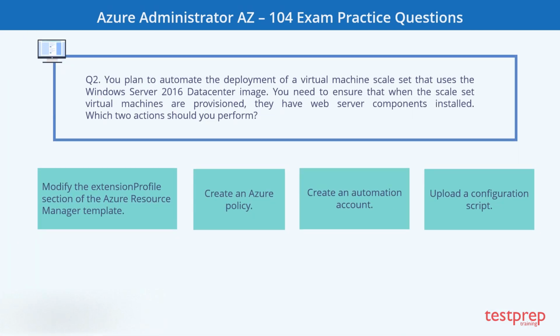Question 2. You plan to automate the deployment of a virtual machine scale set that uses the Windows Server 2016 Datacenter image. You need to ensure that when the scale set virtual machines are provisioned, they have web server components installed. Which two actions should you perform? 1. Modify the extension profile section of the Azure Resource Manager template. 2. Create an Azure policy. 3. Create an automation account. 4. Upload a configuration script.